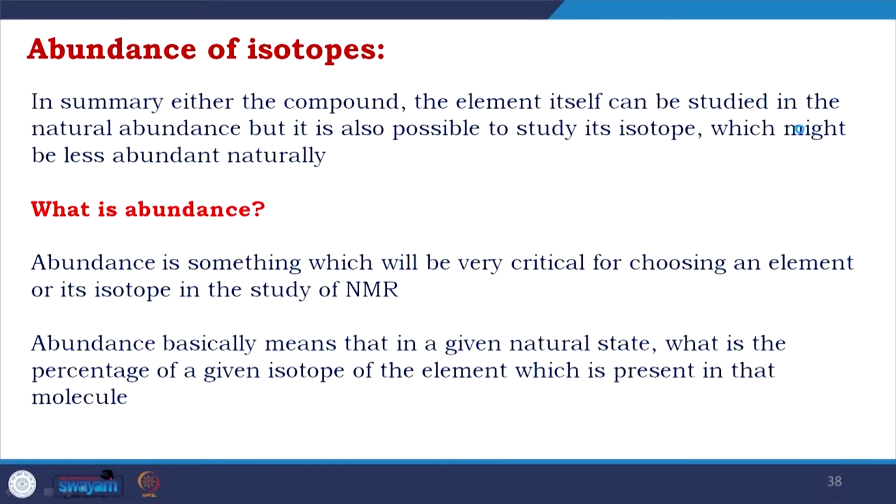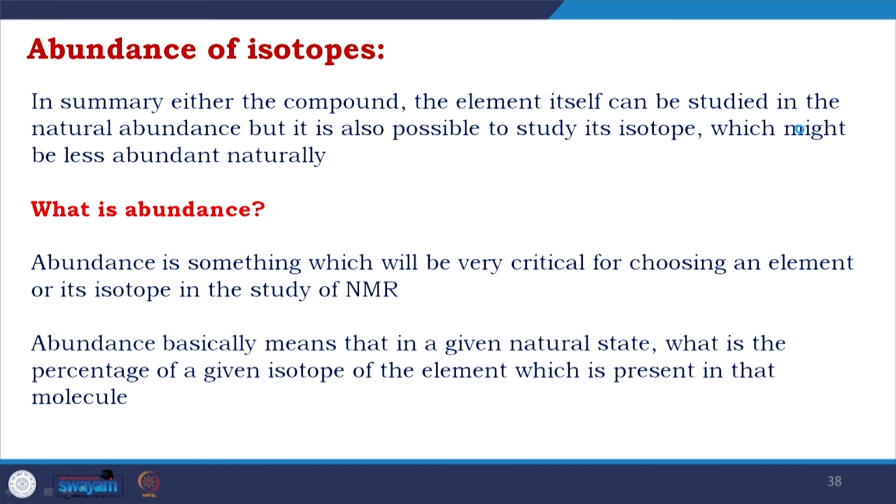What about isotopes? As you will remember, I told that C12 is completely NMR inactive, but not C13. C13 is an isotope of carbon which is very less abundant in nature, but it is NMR active. So, in summary, either the element itself can be studied in its natural abundance, or it is also possible to study its isotope which might be less abundant naturally. So, we are talking about abundance.